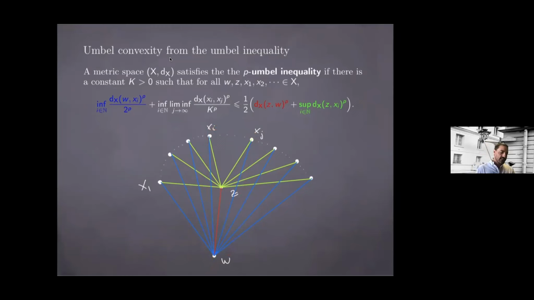As I said, we don't have this parallelogram inequality, but we were able anyway to go directly from the information that we have on the modulus of property beta to this inequality. So there is no intermediate step here. We go directly from the modulus to this P-Umbel inequality.